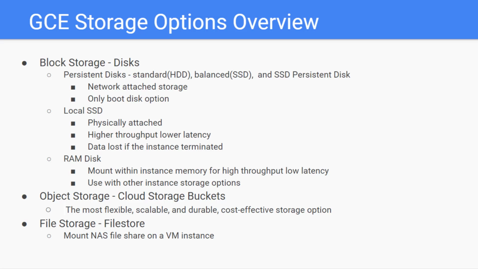Now let's take a look at the object storage. Cloud storage buckets are the most flexible, scalable, durable, and cost-effective storage option for your VM instances. If your apps don't require the low latency or high throughput, then you can store your data in a cloud storage bucket. The last one is Filestore, which provides high-performance file storage. You can mount a NAS file share on a VM instance.